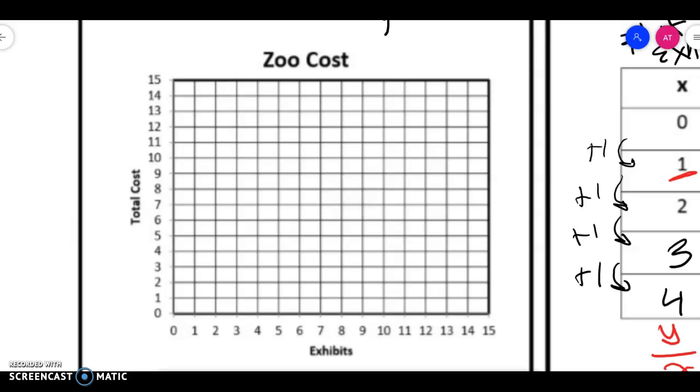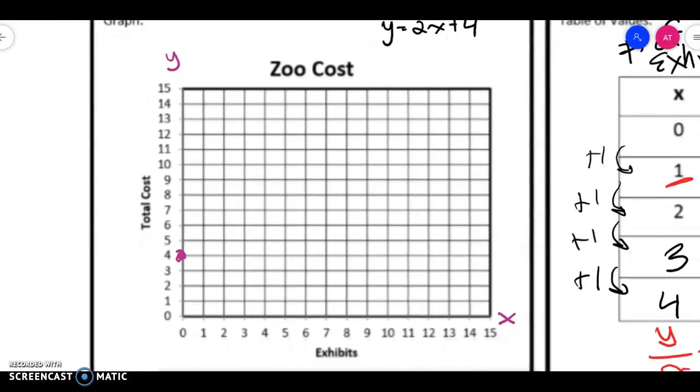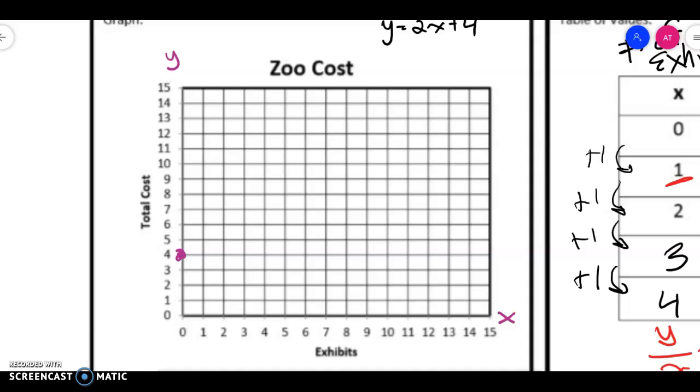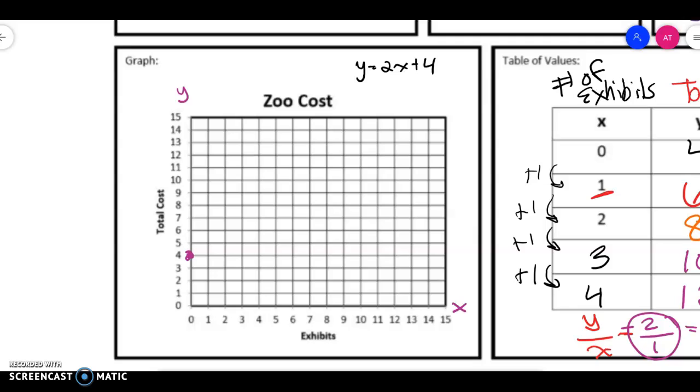So remember, my equation is y equals 2x plus 4. If I don't go to any exhibits, it's going to cost me $4. So it's 0, 4, we're going to put a dot. Because remember, x is our number of exhibits, y is the total cost. So my next point is going to be 1 and 6. So now I have 1, 6.